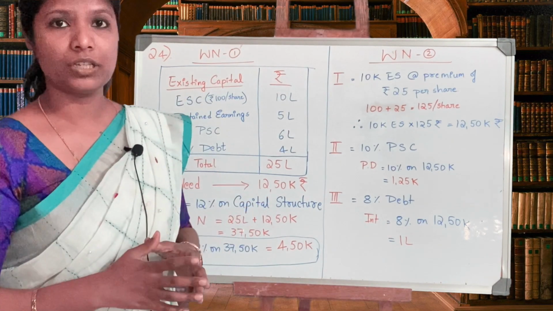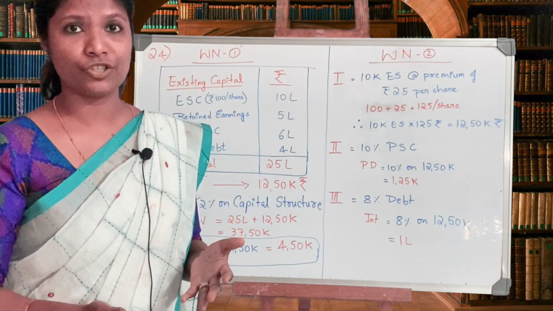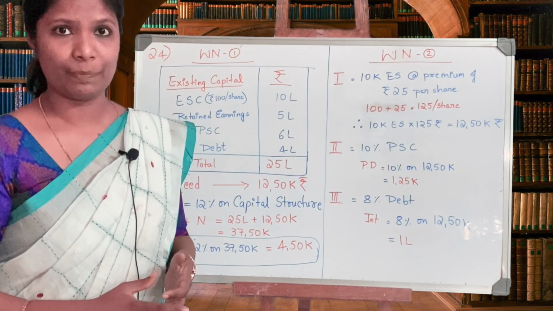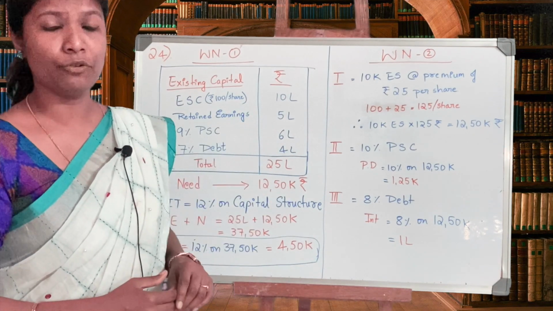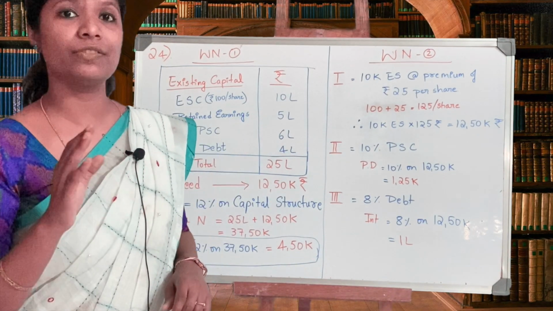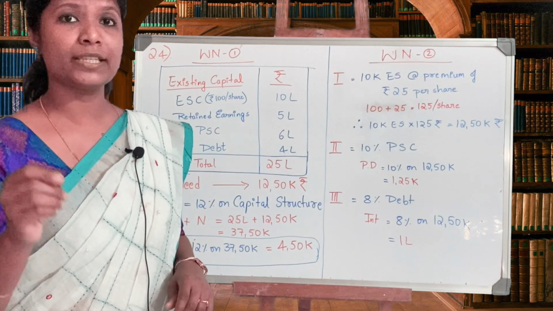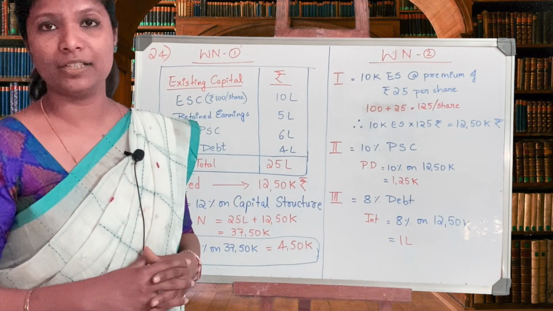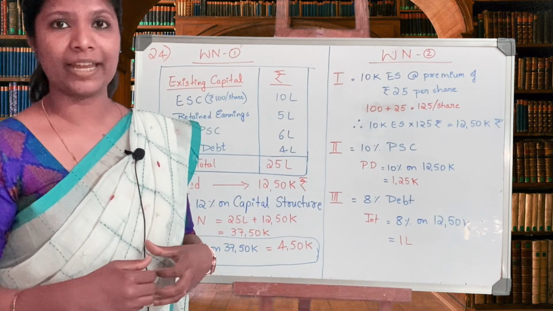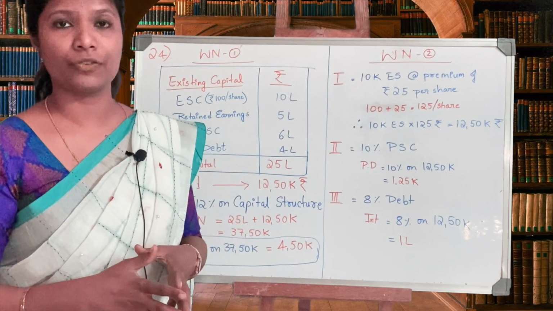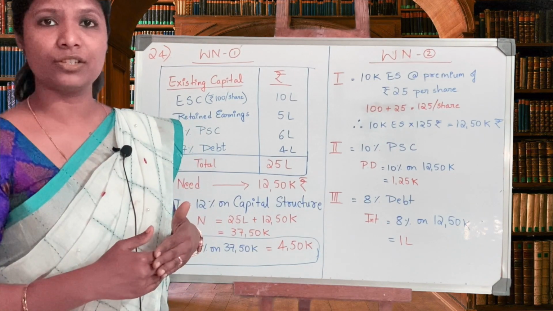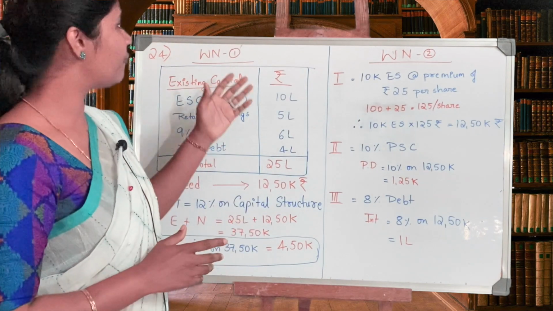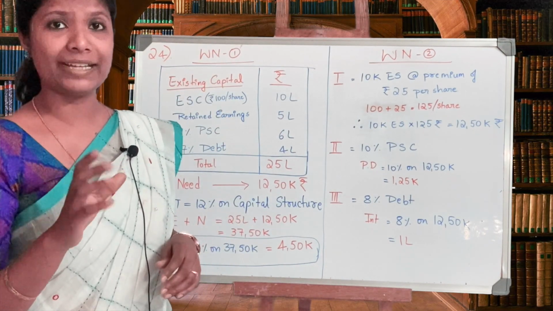The point to be noted here is, usually in every question, EBIT or operating profit is given. But in this question number 24, the question is telling us the EBIT of the company is 12% on its capital structure, right? 12% on capital structure. Now we need to calculate the total capital structure of the company if it is adjusted to the existing plus the needed capital. That is why our first working note focuses on calculating EBIT.